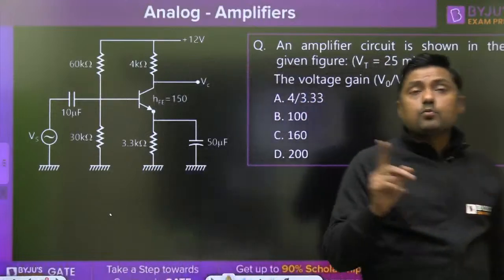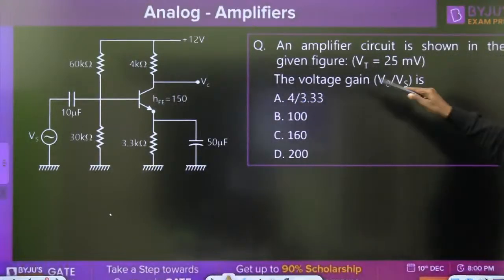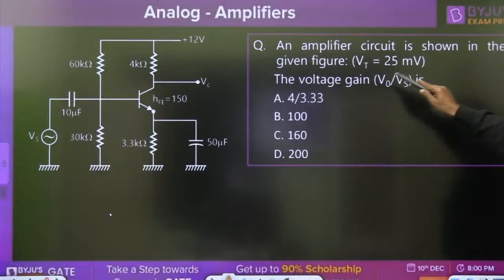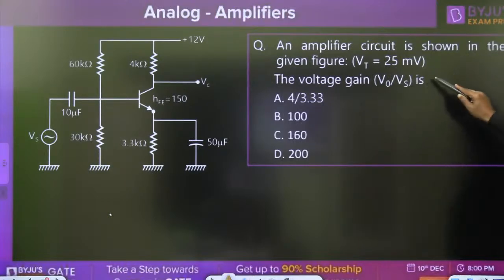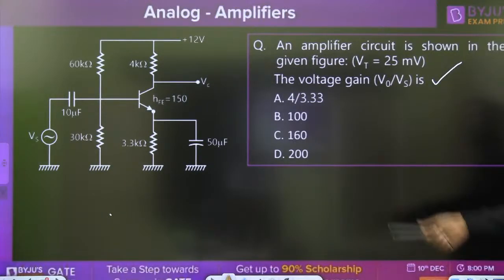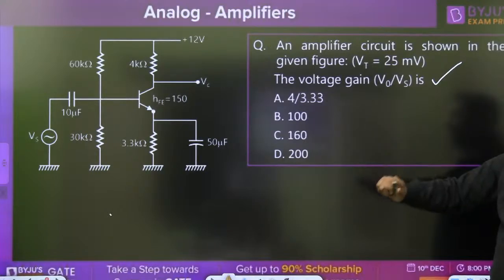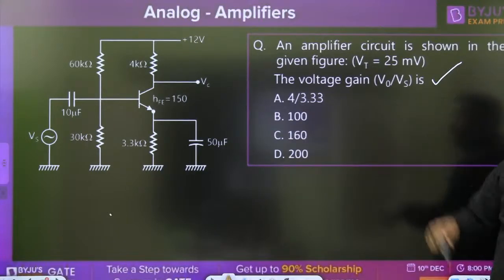Again, the same type of question in the engineering services exam. An amplifier circuit is shown in the figure. VT is given as 25 millivolt. The voltage gain V0 by Vs is to be found, with beta 100 and the given resistor values.